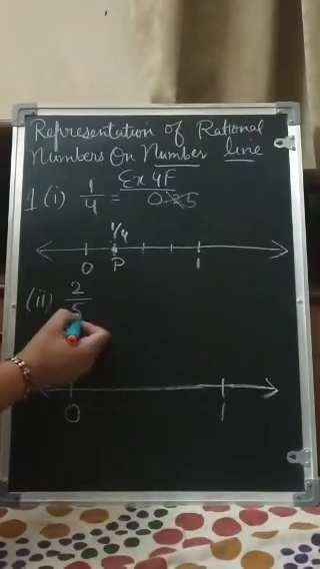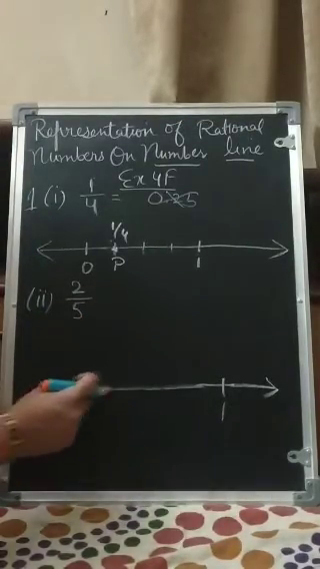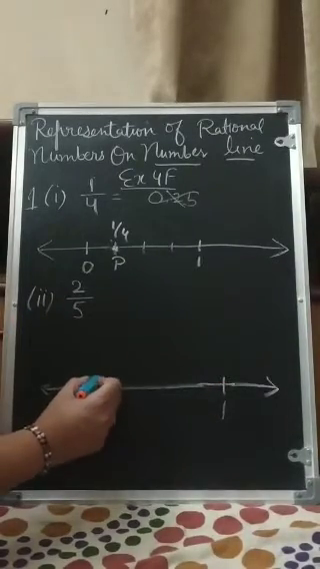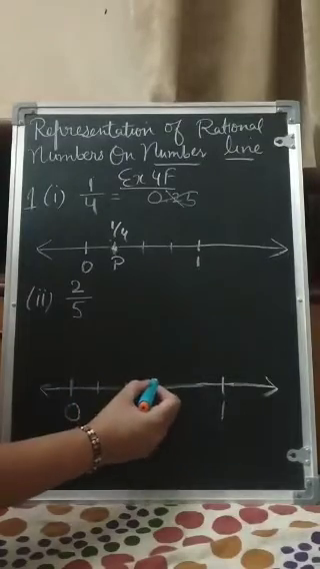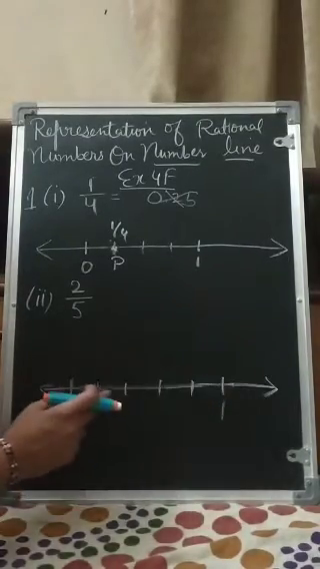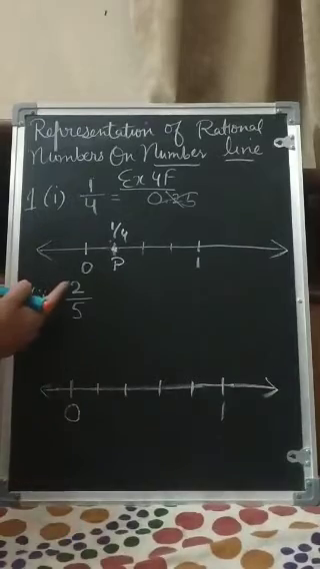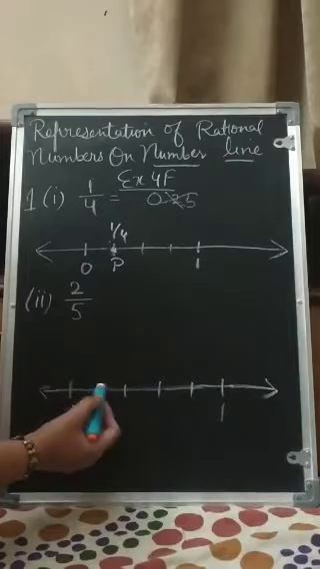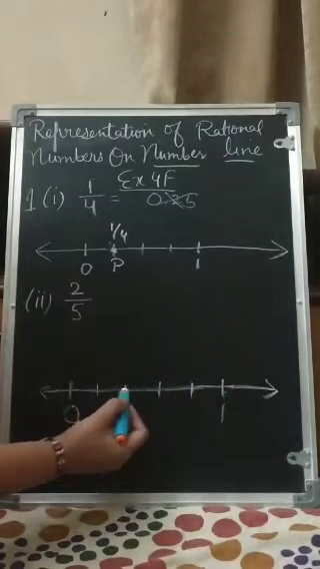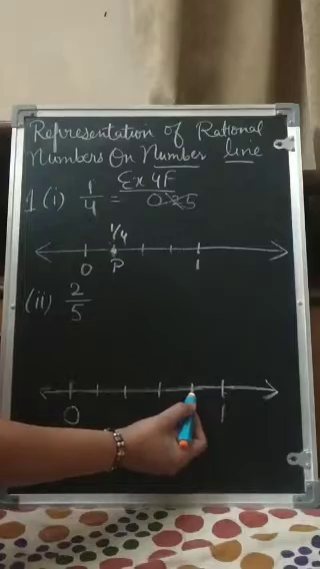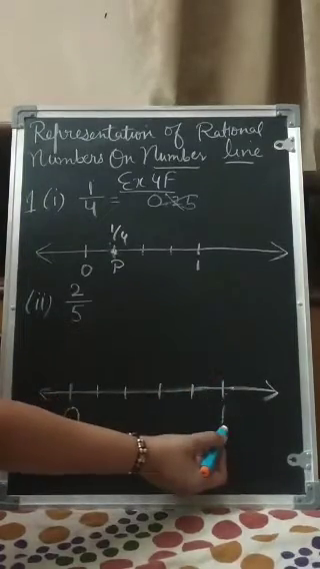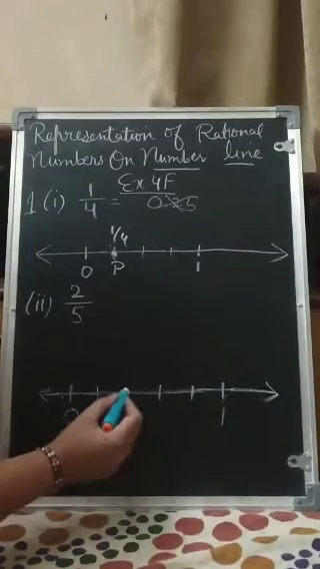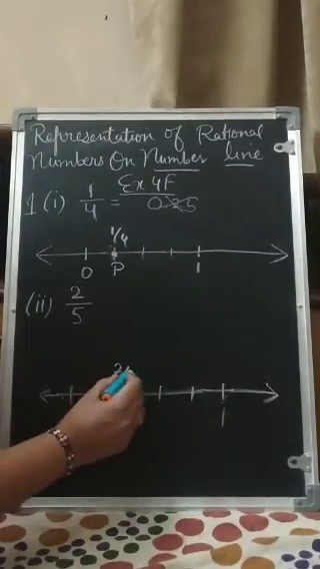Afterwards, we have to take denominator 5, which means 5 parts. We will divide 0 to 1 into 5 parts because this is 5. So this distance should be equal. 1, 2, 3, 4, 5. Now our question is to reach 2 by 5. This is 1 by 5, 2 by 5, 3 by 5, 4 by 5, 5 by 5. 5 by 5 is 1. So we will reach up to only here, 2 by 5. This is point P, and this is our 2 by 5.